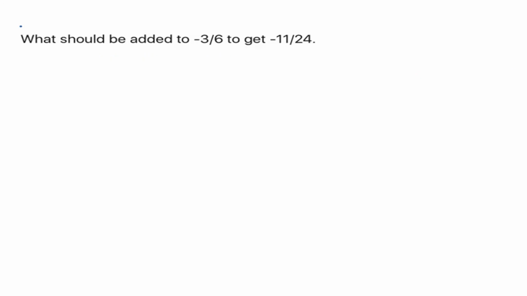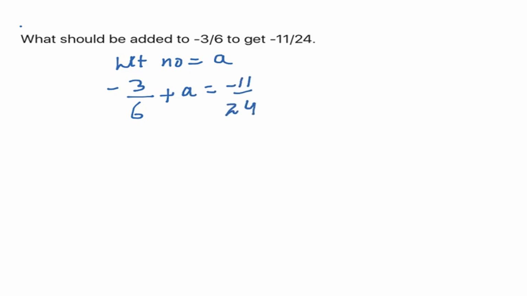Next question we have: what number do we have to add to minus 3 by 6 so that we get minus 11 by 24? So let the number be A. We are adding A to minus 3 by 6. So it means minus 3 by 6 plus the unknown variable A gives minus 11 by 24. We have to make a simple equation from the wording of the question. So similarly over here, A will be equal to minus 11 by 24 plus 3 by 6.